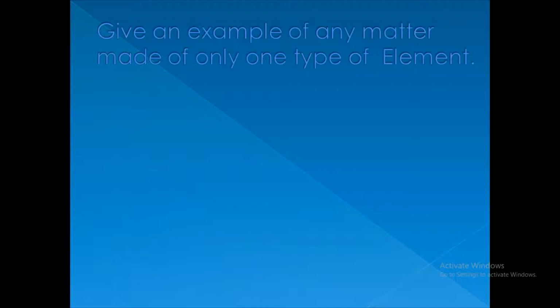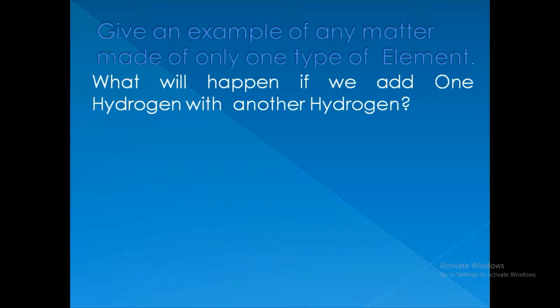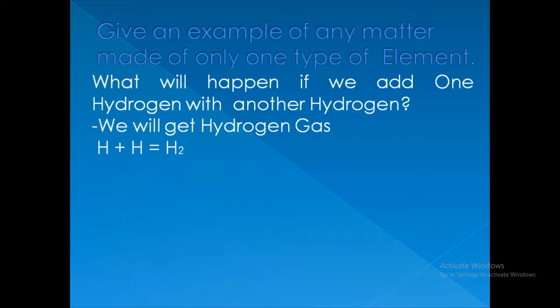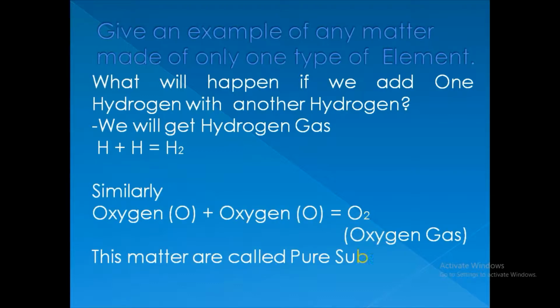Give an example of any matter made up of only one type of element. What will happen if we add one hydrogen with another hydrogen? We will get hydrogen gas. You can see one hydrogen plus another hydrogen gives H2, which is hydrogen gas. Similarly, one oxygen adding with another oxygen gives oxygen gas, O2. And these matter are called pure substances.